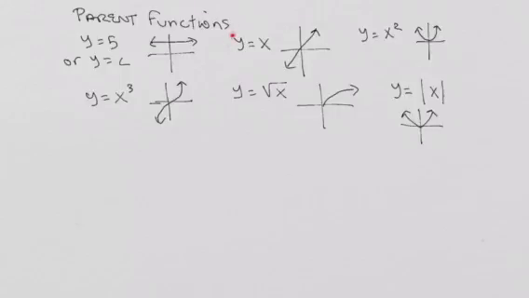Y equals x, that's the simplest way we can write a linear equation. And frankly, if you think of it in terms of y equals mx plus b, it's got a slope of 1. This would be a 1. And it's got a y-intercept of 0. And that's what this graph does.